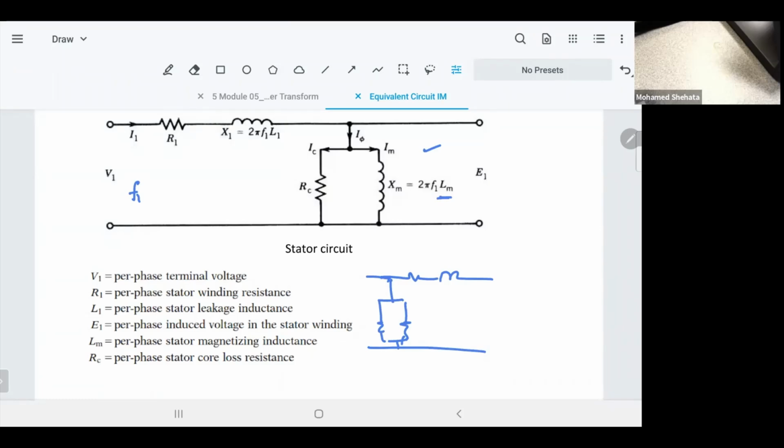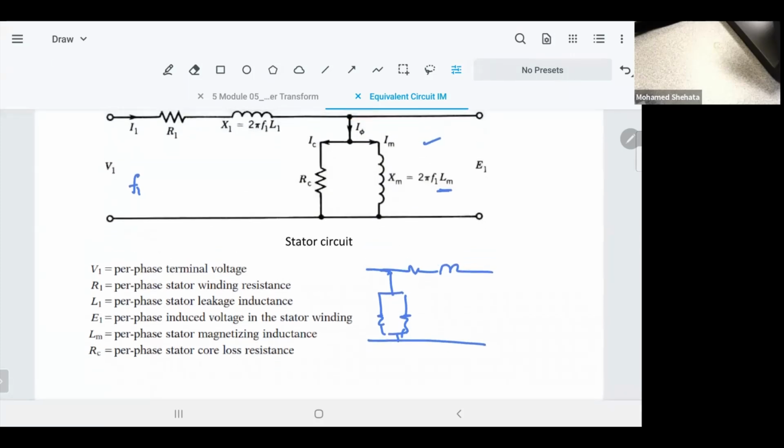In the transformer, the I phi represents from 1 to 4% of the rated current. In the induction machine, I phi is up to 30% of the rated current. It's like 10 times the I phi in the transformer. So you cannot move it there. You have to keep it there. So that's the equivalent circuit of the stator. Now we have to move to the rotor.